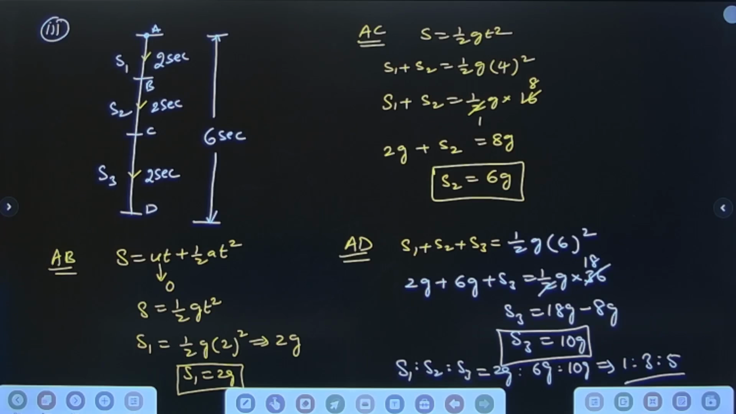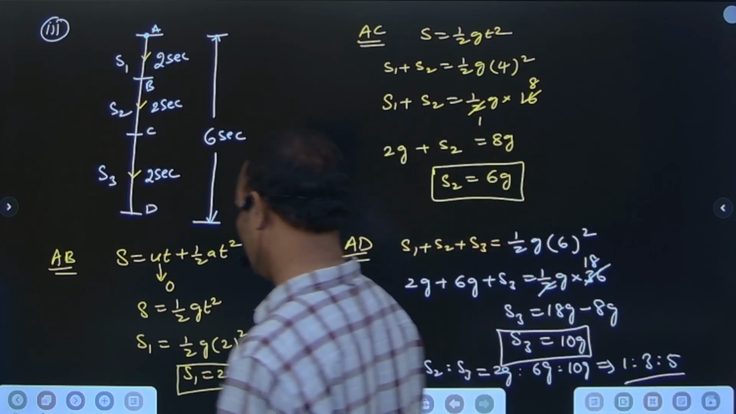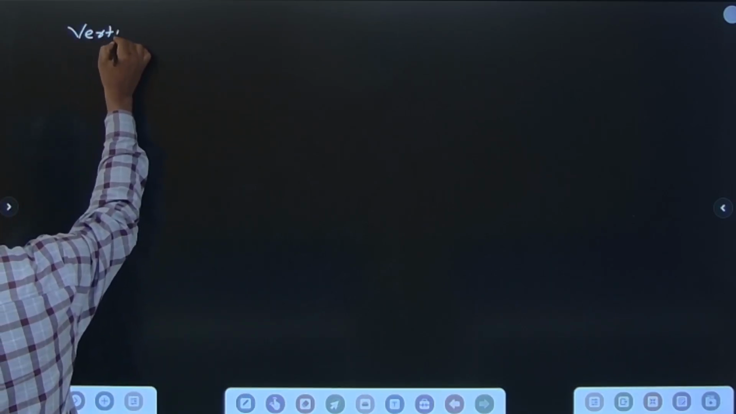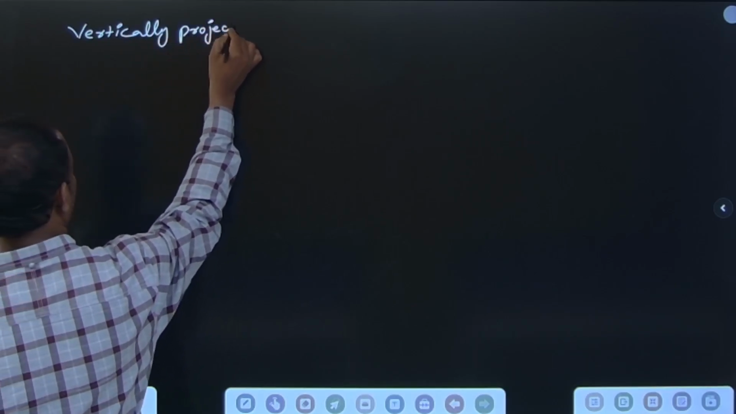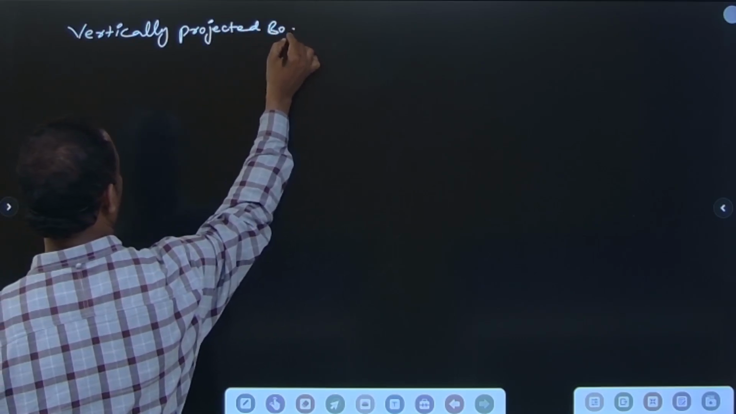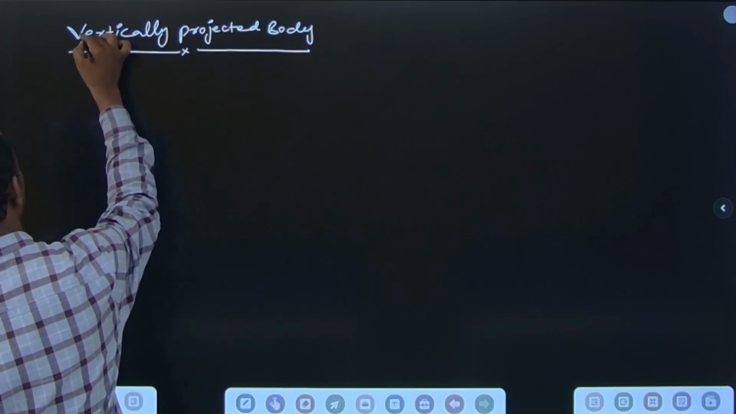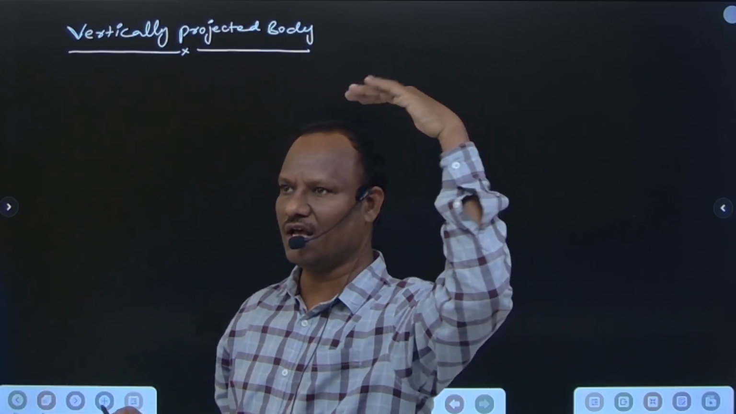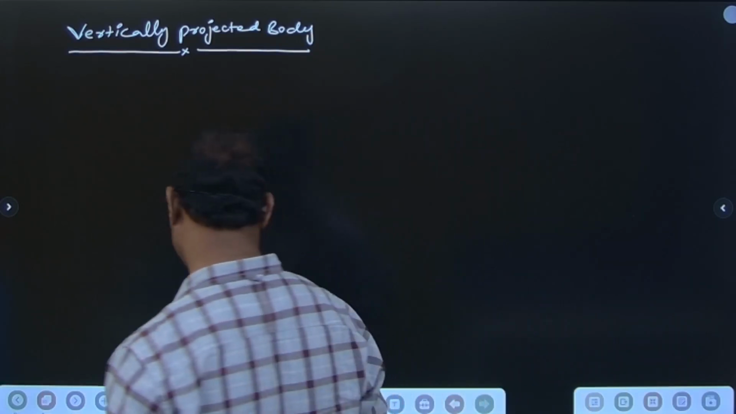Okay, so next one, vertically projected bodies. How can we discuss the vertically projected body? We should know about the same thing. When freely falling, just imagine your reference point is at some certain height, H from the ground. So vertically projected body means what?